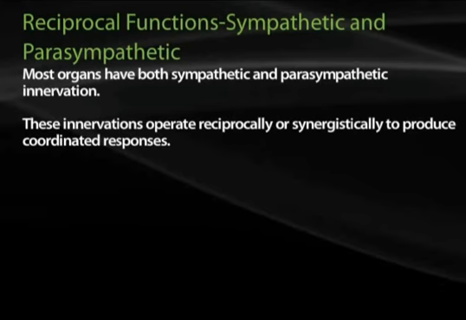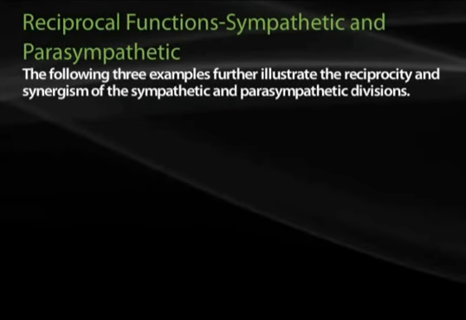Most organs have both sympathetic and parasympathetic innervation. These innervations operate reciprocally or synergistically to produce a coordinated response. The following three examples further illustrate the reciprocity and synergism of the sympathetic and parasympathetic divisions.